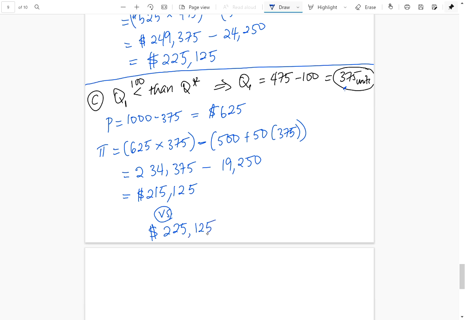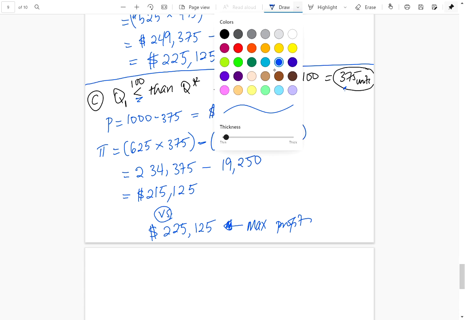$225,125. You know what I mean? This number, right? So when we compare, this is still max. This is still higher. All right, so we've seen that for less than. Maybe it will be different for greater than.